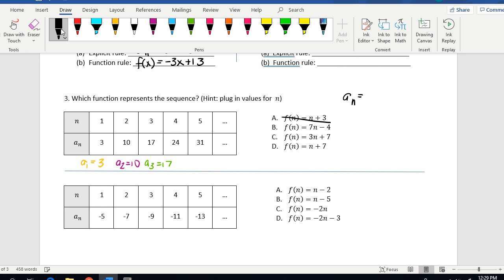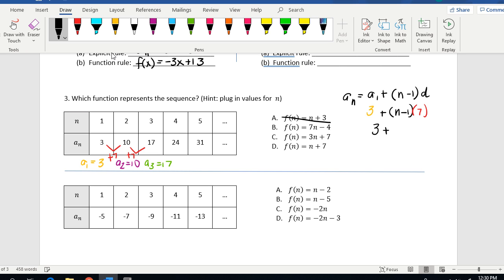So I have a sub n equals a sub 1 plus n minus 1 times d is my formula. My first term is that 3 plus n minus 1. And then I got to go find my common difference. My common difference is based off of my y values, or my a sub n. So how am I getting from 3 to 10, 10 to 17? I'm adding 7. So I'm going to go plug in 7 right here.